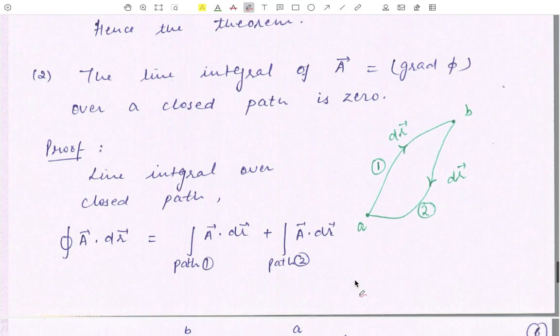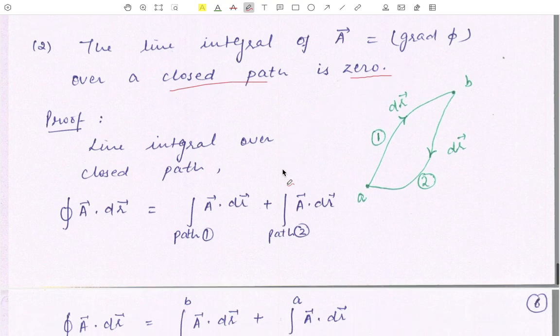The second thing, or the second importance of the gradient, is that the line integral of this A vector, again the gradient of phi, over a closed path is 0. That is, say we have a closed path between these points A and B. This is our first path and this is our second path, जिसके साथ हमारा path क्या हो जाता है, close हो जाता है. तो अगर हम A vector का line integral निकालेंगे तो वो किसके equal होना चाहिए, 0 के equal होना चाहिए. Prove करते हैं इसे.